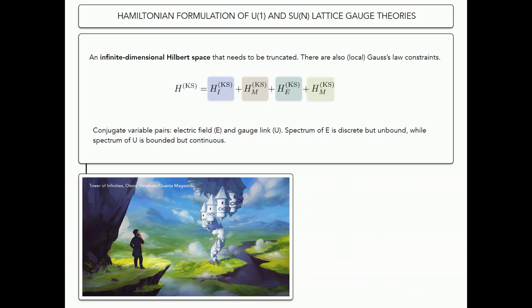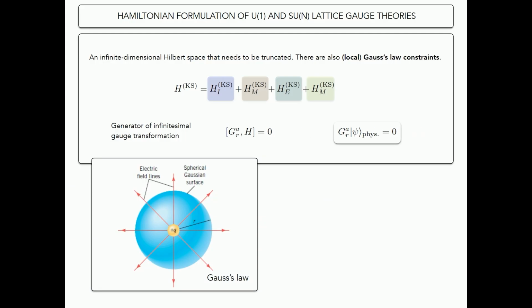It turned out that for these continuous gauge groups of the standard model, the spectrum of the electric field is discrete, but it's unbounded. And the spectrum of the gauge link is bounded, but it's continuous. So no matter what, we have to deal with infinite degrees of freedom because these are continuous groups. But depending on which of these conjugate variable pairs we pick to become the bases in which those operators are diagonal, we have to come up with different truncation or digitization strategies, and understand the truncation error as we take the continuum limit. So that's part of the theory understanding and developments that are going on at the moment.